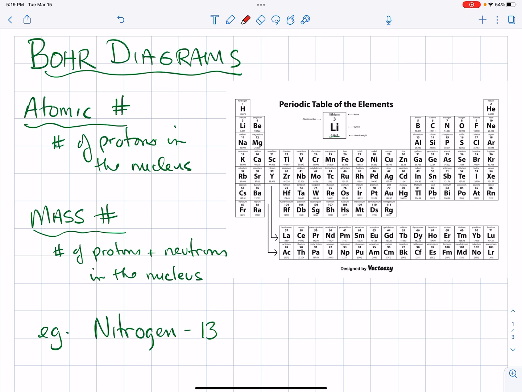The atomic number of an element, pause the video and write the definition down if you don't know it, is the number of protons in the nucleus of the atom. So atomic number is a number of protons in an atom's nucleus. You remember that protons are the positively charged particles within the nucleus. If it's the number of protons, then an atomic number must be a whole number. You're counting how many protons are in the nucleus.